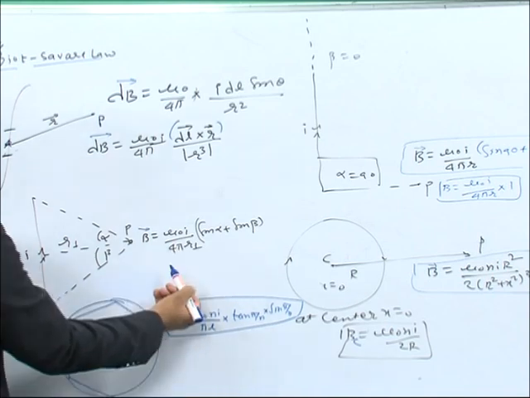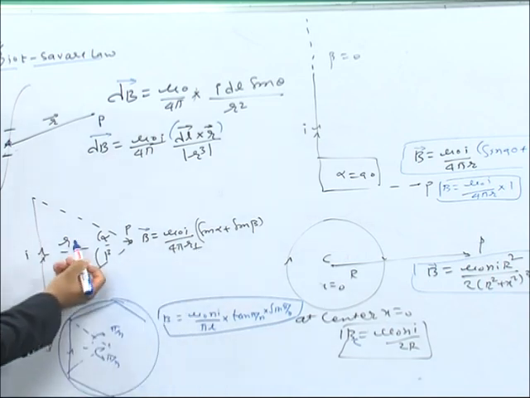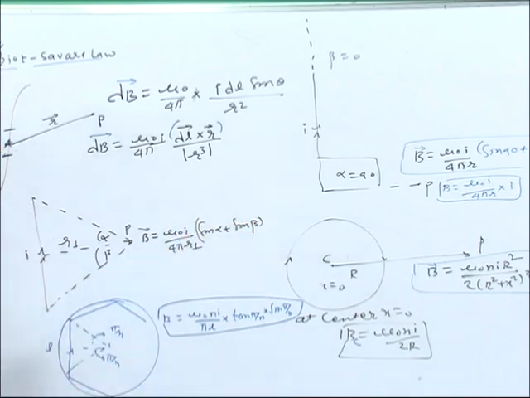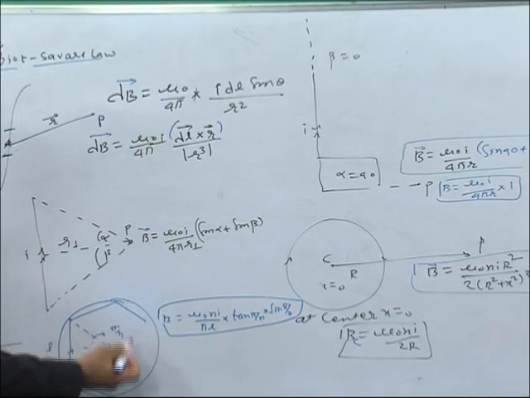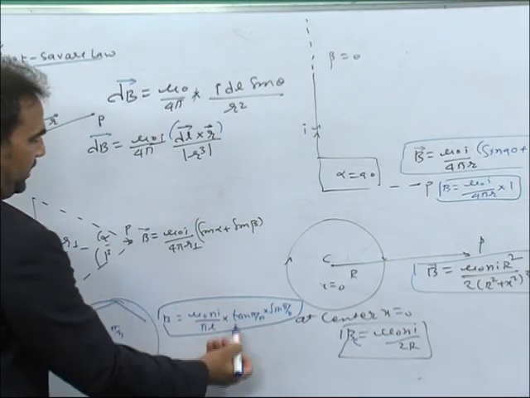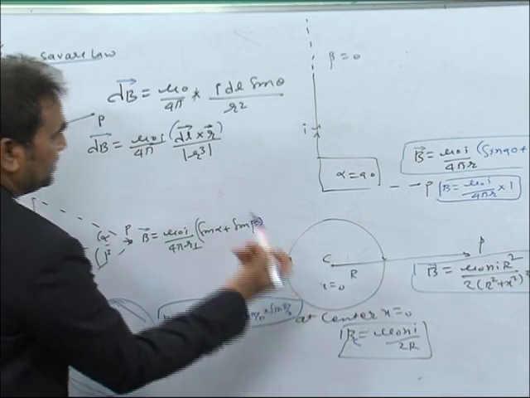B is equal to mu naught I by 4 pi r, where r is the perpendicular distance, into sin alpha plus sin beta. Next, when a current carrying conductor is bent in the form of a regular polygon, the magnetic field induction at the center is given by B is equal to mu naught N I by pi L into tan pi by n into sin pi by n.